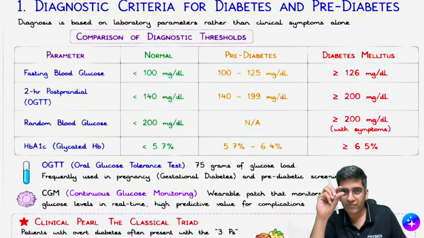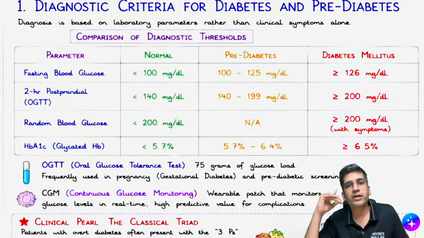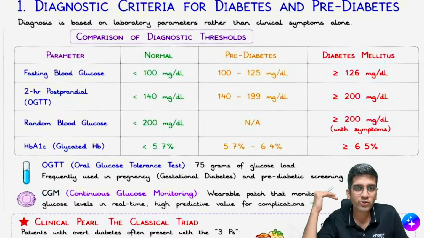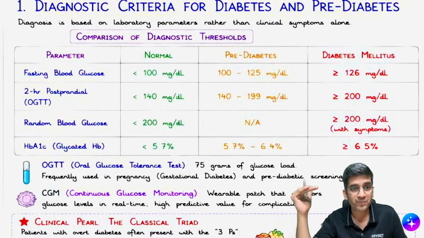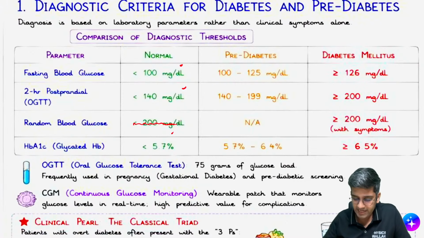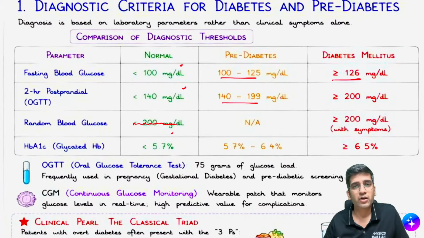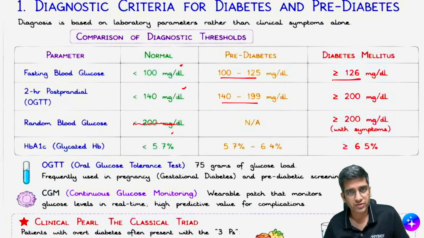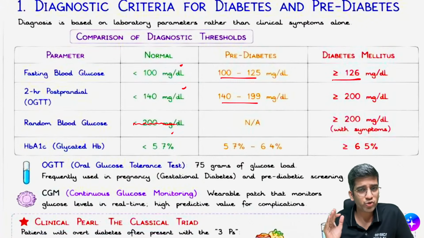These diagnostic values keep on changing. So when you are in internship, follow whatever values are approved at that point of time. As of now, these are the values. Normal fasting less than 100, normal postprandial less than 200, and normal random blood glucose. Right? We'll ignore that for now. Fine. Okay. Pre-diabetic range is 100 to 125 fasting, 140 to 199 postprandial, and diabetes is anything more than or equal to 126 fasting. Diabetes is also anything more than or equal to 200 random or your 2-hour postprandial.